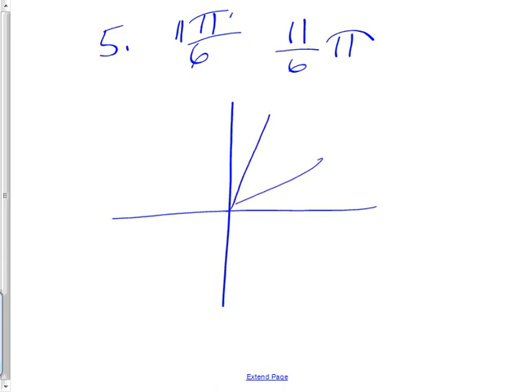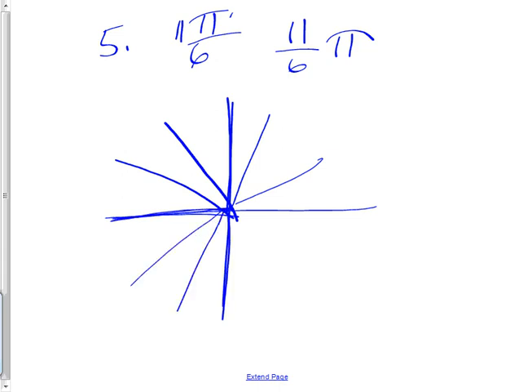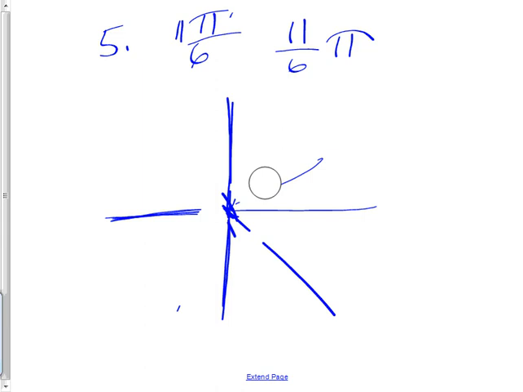1/6, 2/6, 3/6, 4/6, 5/6, 6/6. Did you get what I just did there? 6/6 is 1 whole pi, right? I'm not done yet though, right? 7/6, 8/6, 9/6. Does that make sense to you? 10/6, 11/6. So I should now erase all those other lines except for that one, 11/6. Do I have to have it in exactly the perfect spot? No. That's close enough. All right.